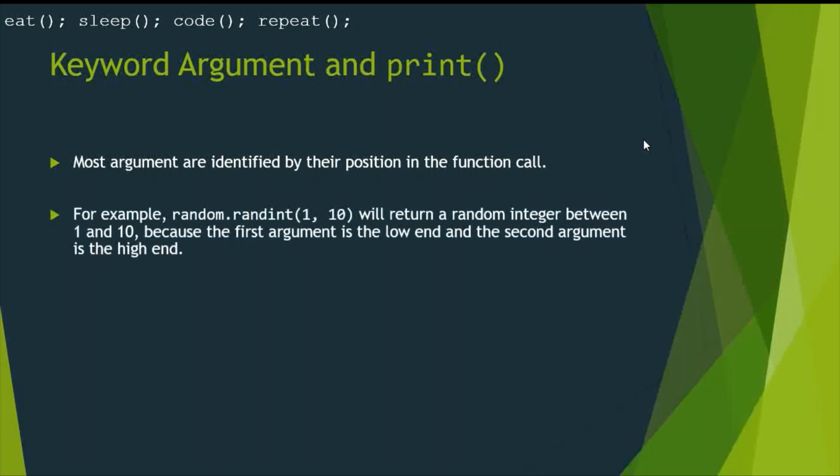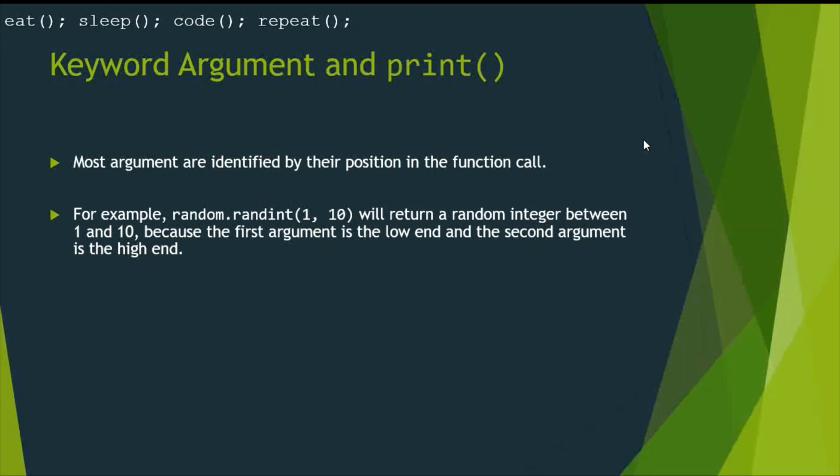For example, when we talk about the random module's randint function, there we have two arguments, 1 and 10. So 1 must be the first argument, which belongs to the lower end from where we want to start, and then the second argument is the 10, the higher end, till where you want to end. So the position of an argument is important when it comes to functions.